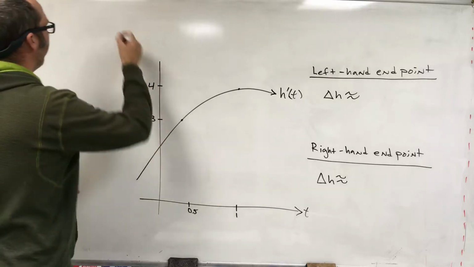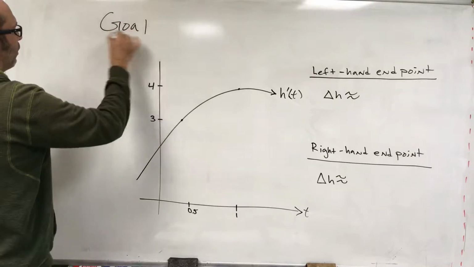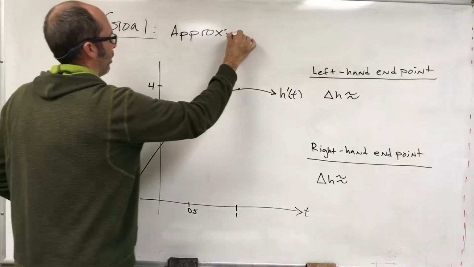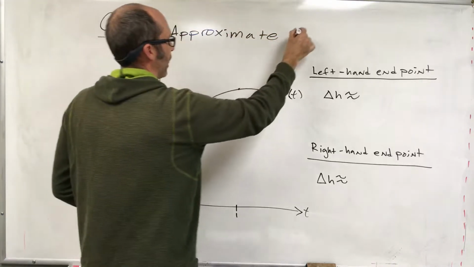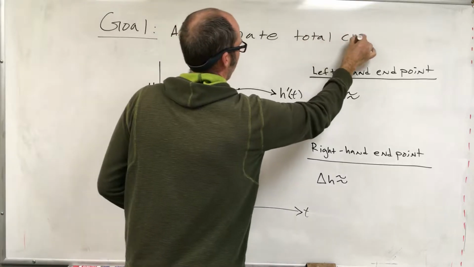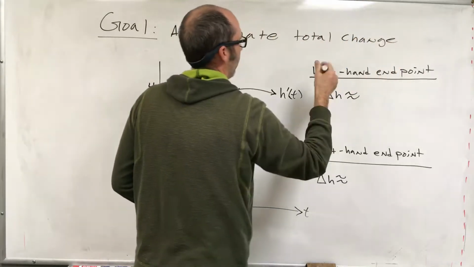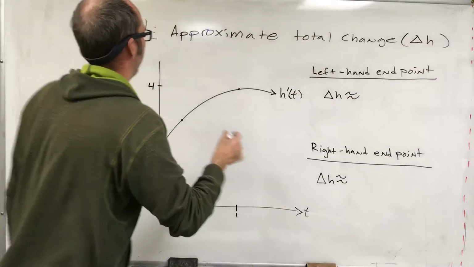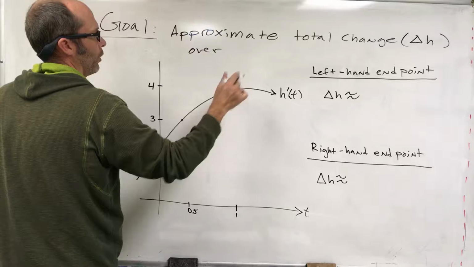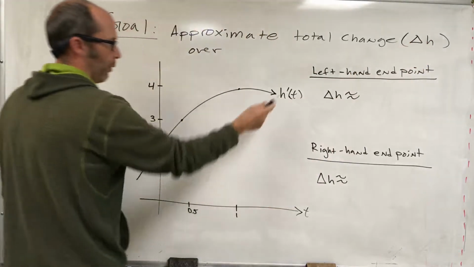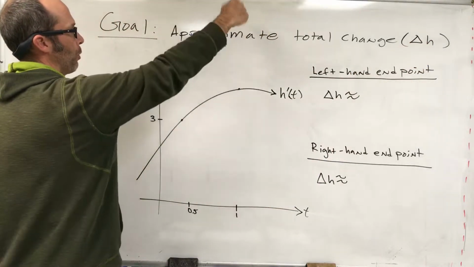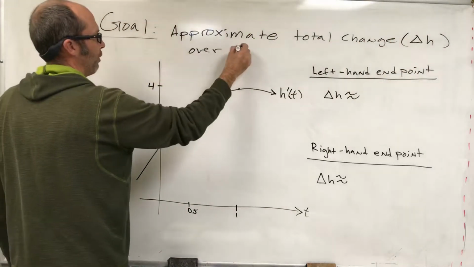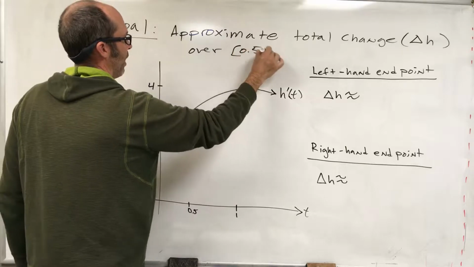Okay, so our goal here is to approximate the total change, which is this thing. The total change in h, here we have the graph of h prime. So we want to approximate the total change in h, change h, over the interval 0.5, 1.